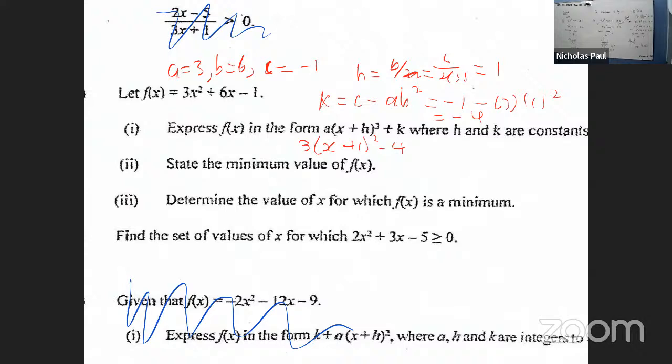Right? Minimum value. I told you that the minimum value is always K. So the answer is -4. That's always a minimum value. And the x value that gives you that is always -h. That's -1. That's easy marks, right? Go ahead and solve the quadratic on it and without.